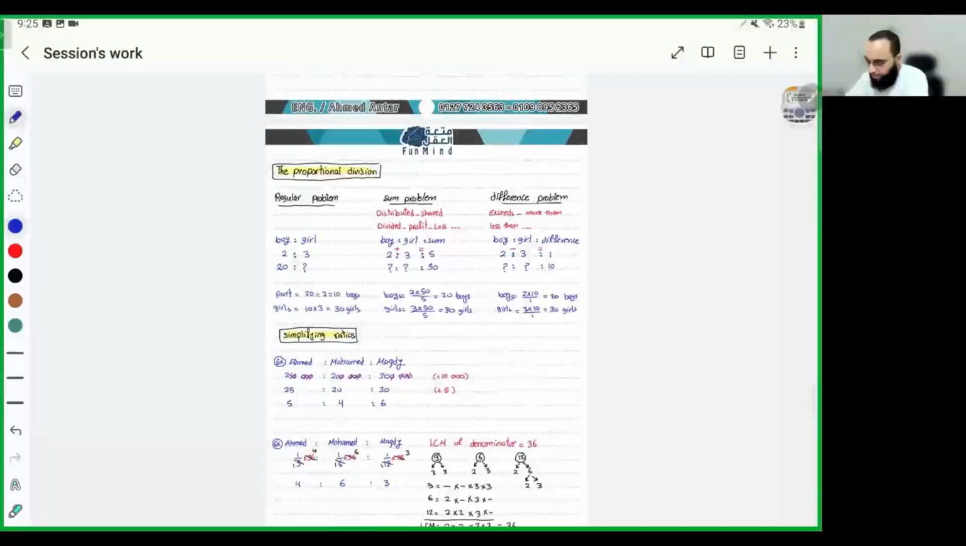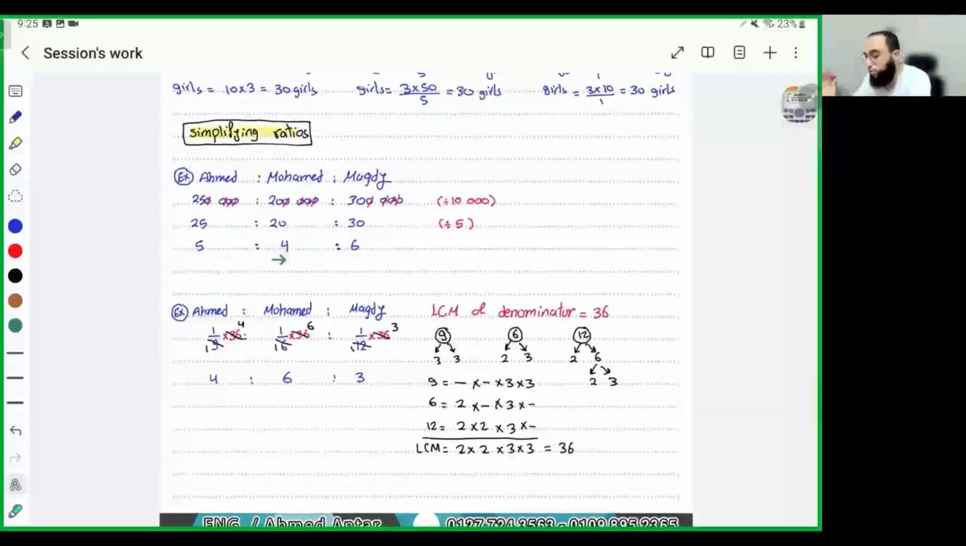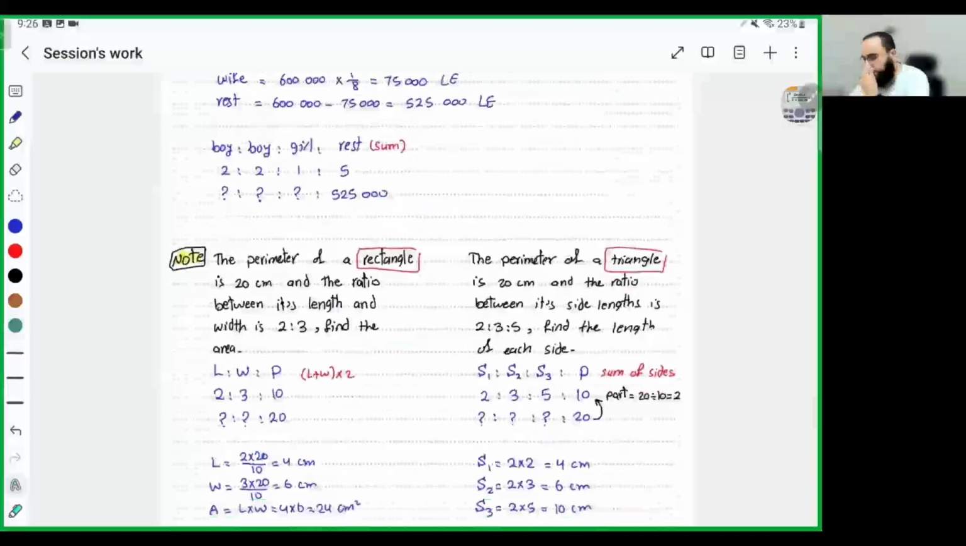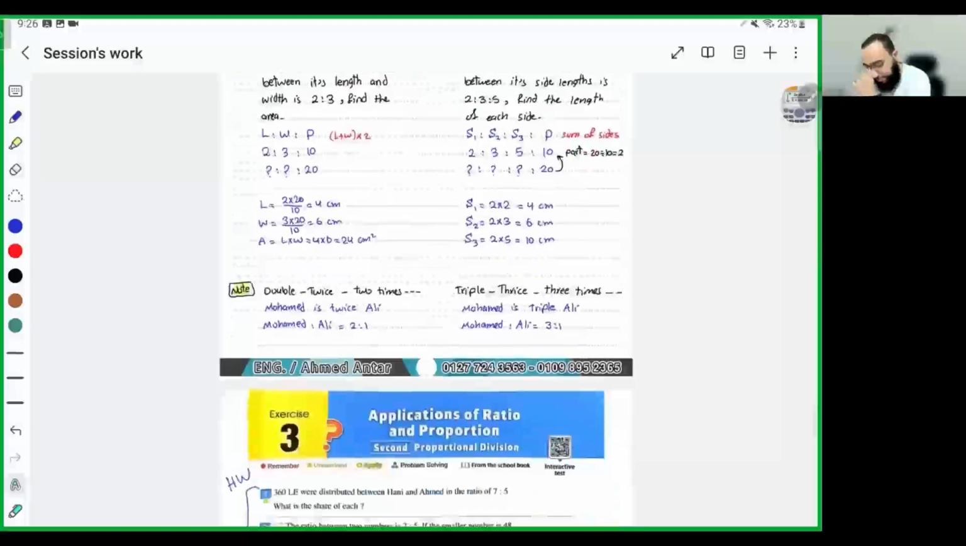No. Okay. So today we studied the proportional division. We have 3 types of question. The regular problem, in which he gives you the value of the boys, for example, and you need the value of the girls. Cross multiplication. If he gives the sum, then you have to add the ratios. If he gives the difference, then you have to subtract the ratios. You can simplify, or you can do it without simplifying. And this is the problem of the inheritance, in which we took the value of the wife firstly, and we get the rest, and we distributed the rest among the boys and the girls.